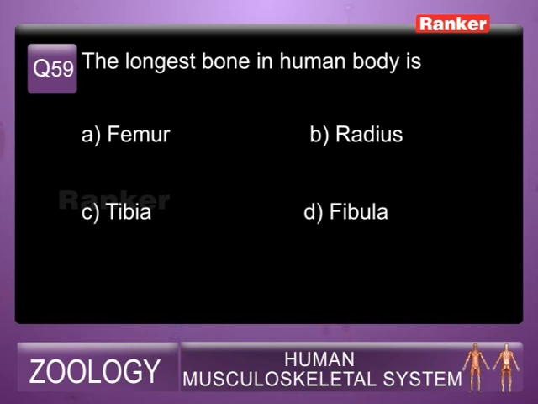59 is here. The longest bone in the human body is A, femur, B, radius, C, tibia, D, fibula. The answer is femur. Femur is the longest bone in the human endoskeleton, and the smallest is the stapes bone. The strongest is the mandibular bone. So the answer is femur. That is A.